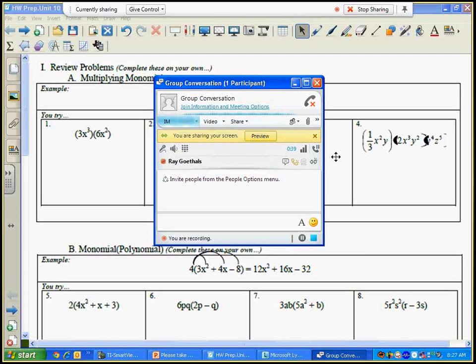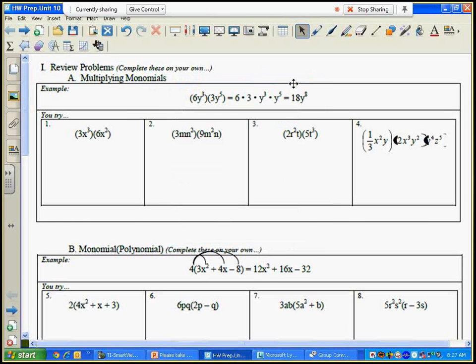Okay, Unit 10, Day 1, your homework prep here. You can see that the first 8 problems here are some review. So I want to just review real quickly what it is that you're supposed to do, and maybe even work a couple problems with you.